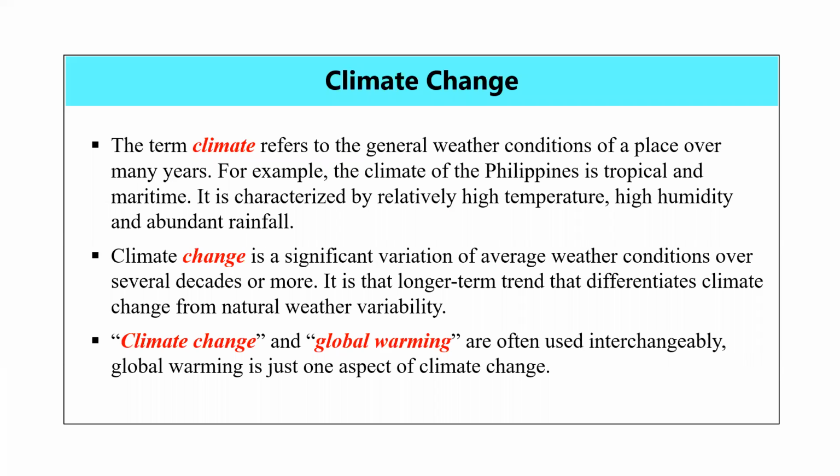Since it is the general weather conditions of a place over a period of time, meaning to say, climate is long term, and if we are going to compare it with weather, weather is just short term. For example, June is a summer season, and so we expect next year that June will still be summer, and in the years to come.